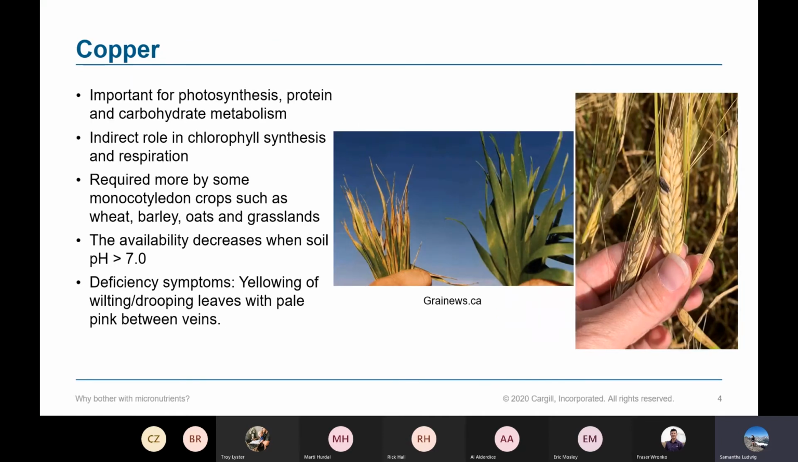So first I'll start off talking about the cations. And the first one I'll mention is copper. So copper is really important for photosynthesis, as well as protein and carbohydrate metabolism. It also plays an indirect role in chlorophyll synthesis and plant respiration.